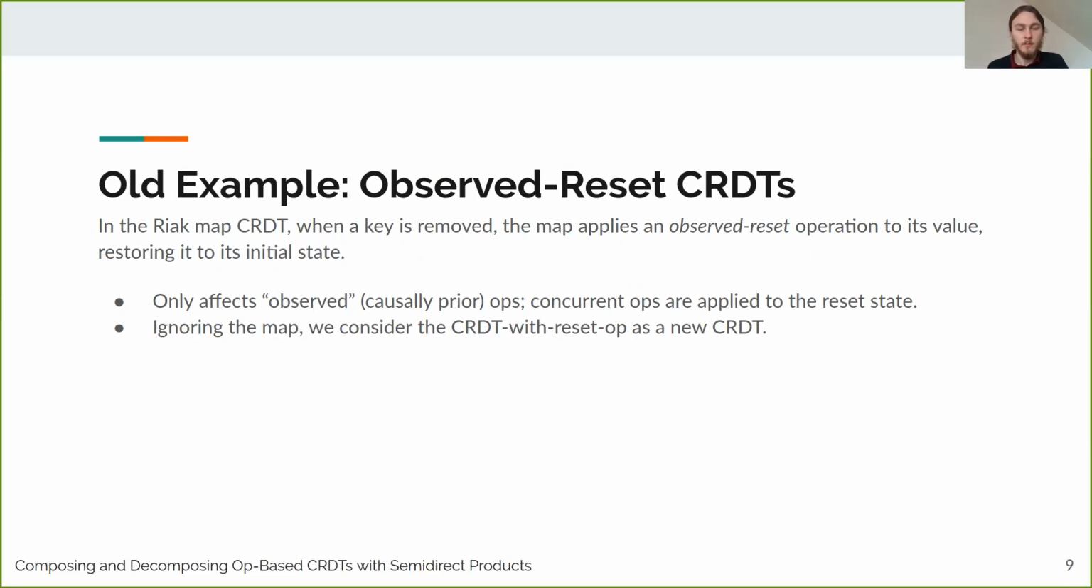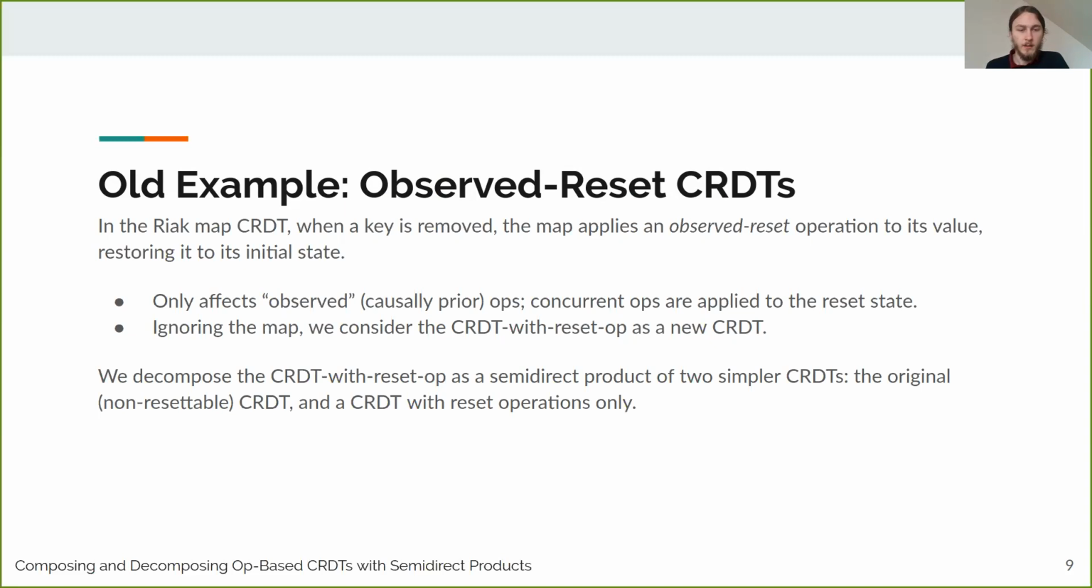Okay. So if we ignore the map aspect of this, you can see that each value is a CRDT, which has the original value CRDT operations plus this observed reset operation. We can think of that as a new observed reset CRDT. So for our semidirect product decomposition, we decompose this CRDT with reset operation as a semidirect product of 2 simpler CRDTs: the original CRDT without a reset operation, and a CRDT that has the reset operations only.